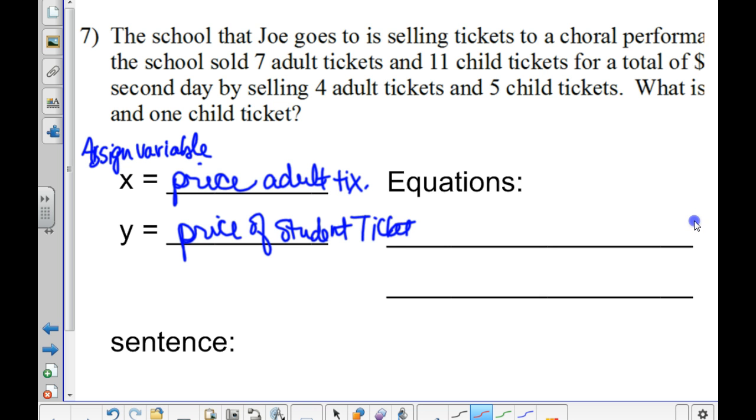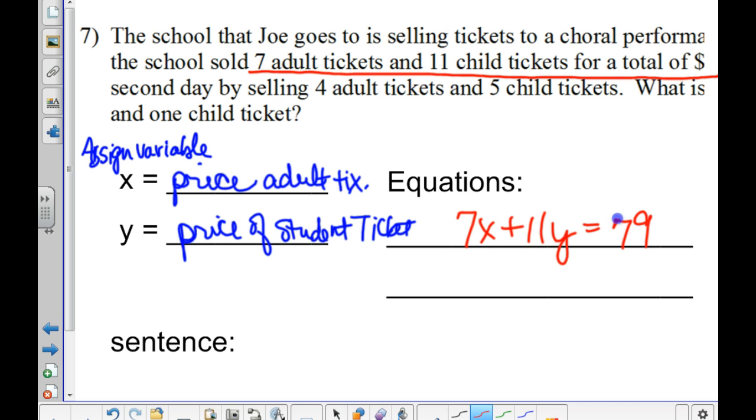If we agree that x is adult tickets, can anybody tell me what one of the sentences or equations will be? 7x plus 1. And I don't know what that number is. 79. 79, okay. And the other equation?